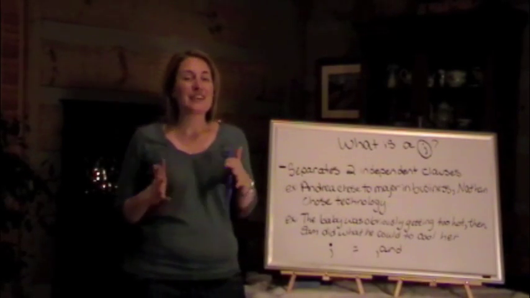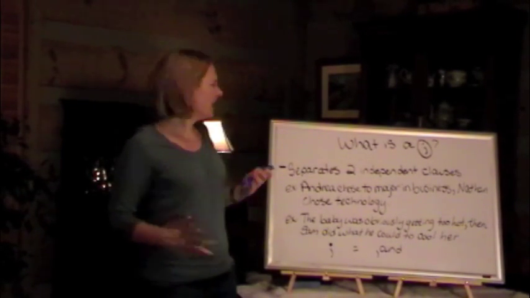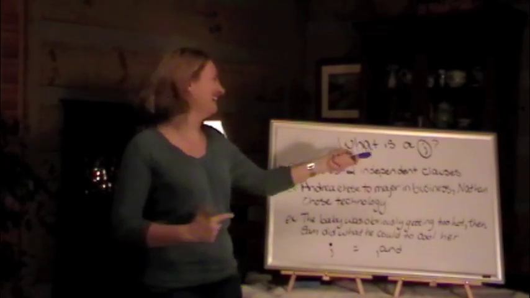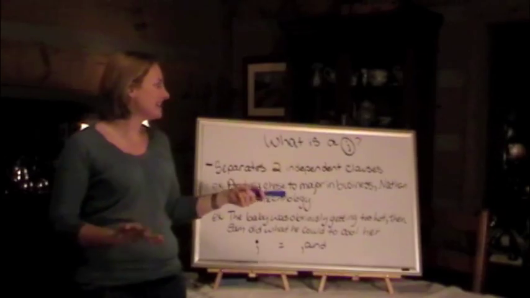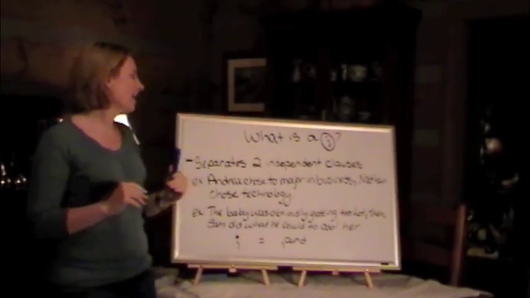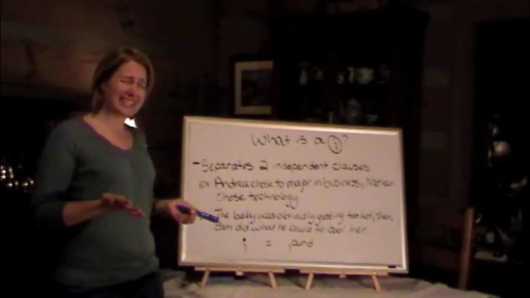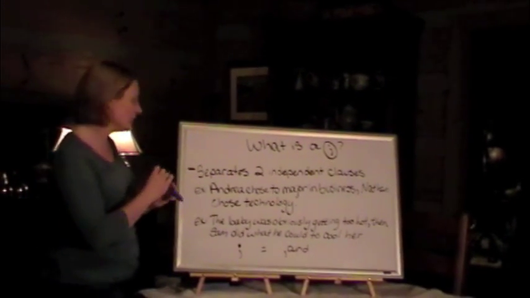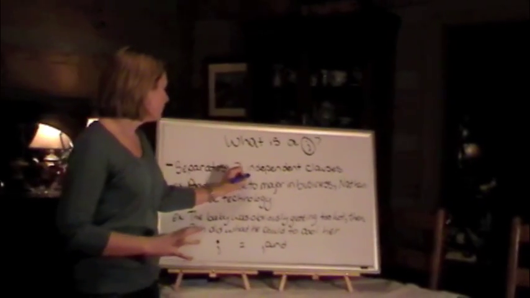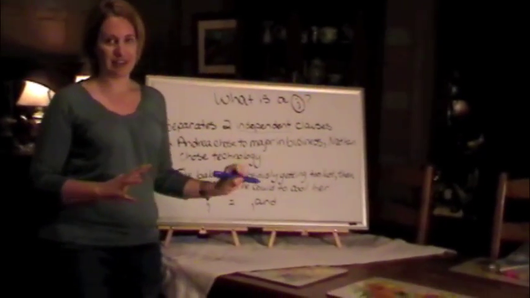Okay, now for everyone's favorite question. What is this? This right here is a semicolon, okay? It's that little dot above the comma. And what does it do? Well, basically, here's what you're going to see a semicolon do. It's going to separate two independent clauses.